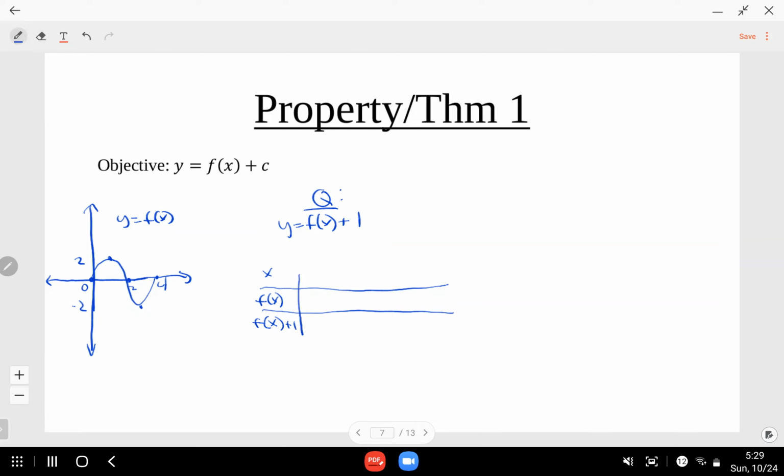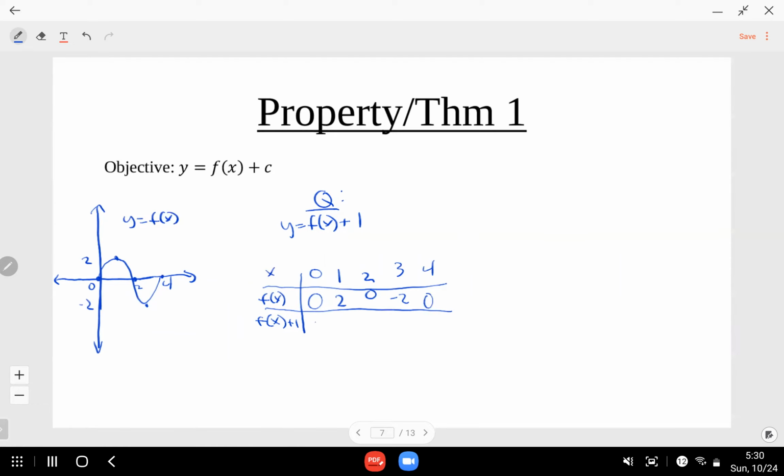Okay, so when x equals 0, f also equals 0. When x equals 1, f of x equals 2, and 2, 0, 3, -2, and 4 is going to be 1. 0, actually, yeah. Okay, so if we were to add 1 to f of x, then just add 1 to each of these values.